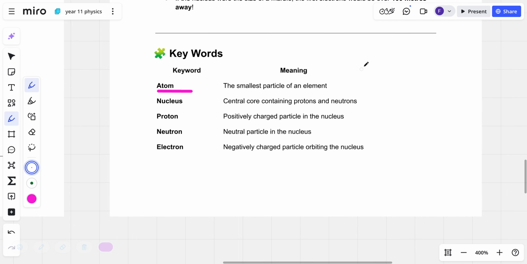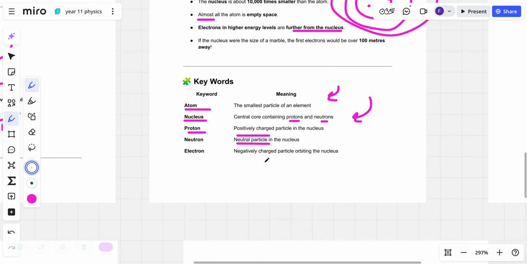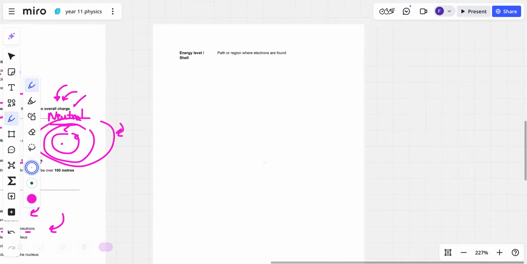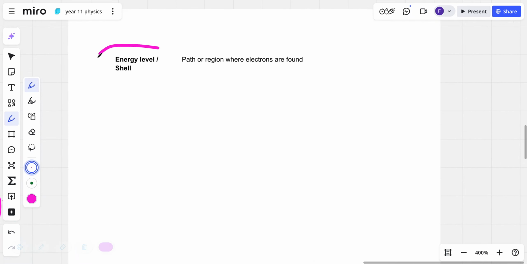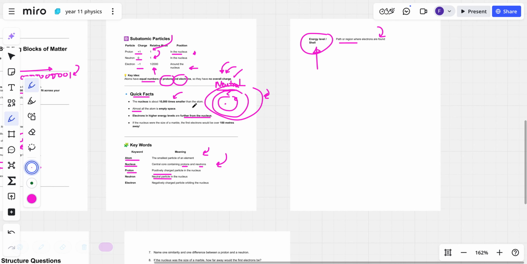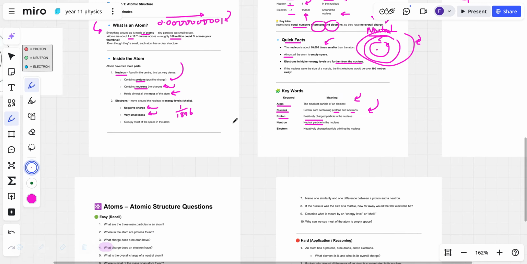And so, keywords: atom, the smallest part of an element; nucleus, the central core containing protons and neutrons; a proton, a positively charged particle; neutron, a neutral particle with no charge in the nucleus; an electron, a negatively charged particle going whiz, whiz, whiz. Energy level or shell is a path or a region where electrons are found. That's really important. Everything else is chemistry. That is a bit more physicsy.